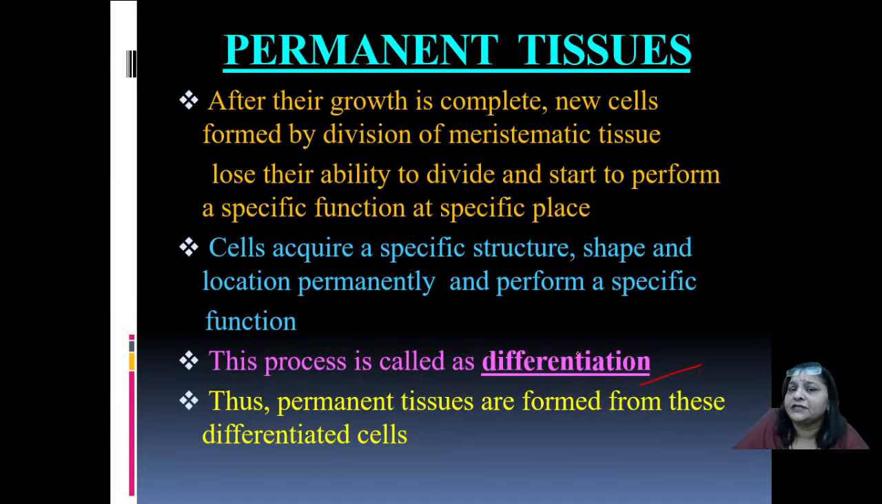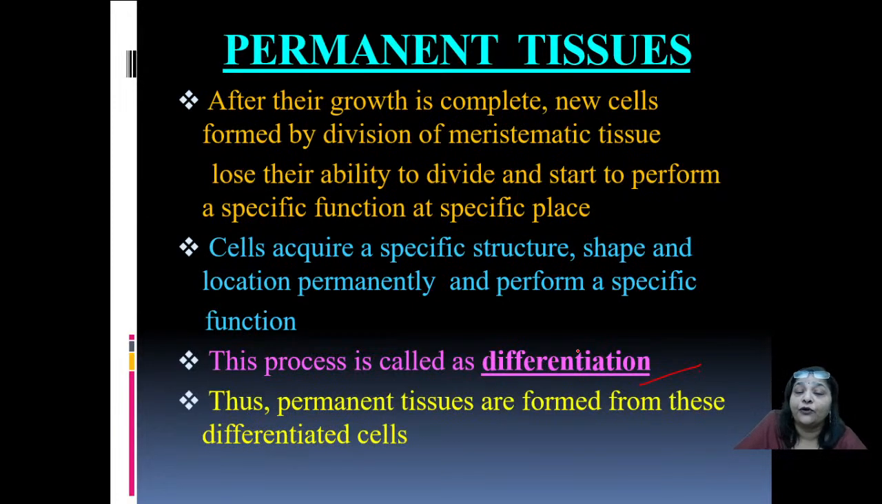But sometimes the cells may reverse this differentiation. We call it de-differentiation. Or they may again, after differentiation, undergo changes and modify more and more to form de-differentiated cells.